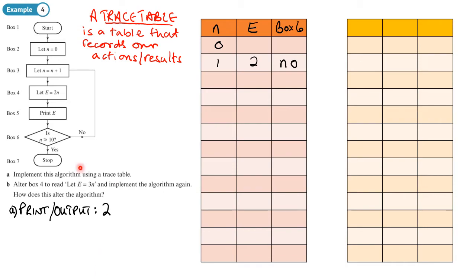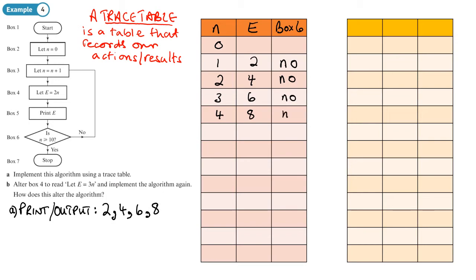So then if the answer's no, that means we go back to here, increase n by 1, double n to get e, print e. Is n greater than or equal to 10? No. So we go back, increase n by 1, double it to get e, print e. Is n greater than or equal to 10? No. Add 1 to n, double n to get e, print e.